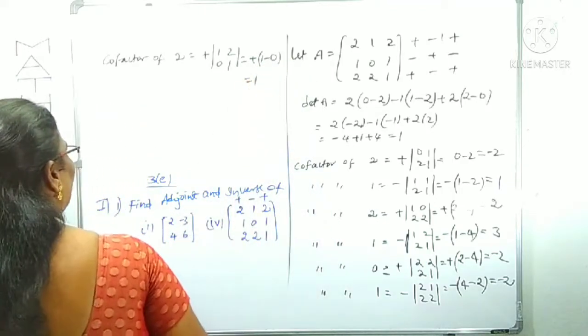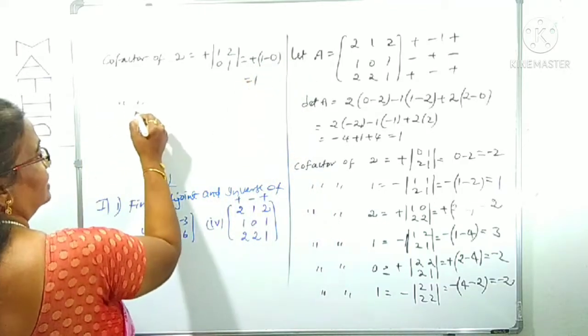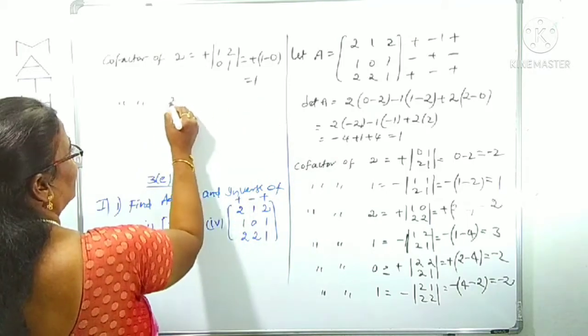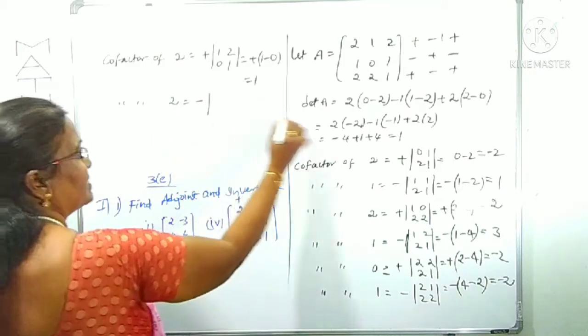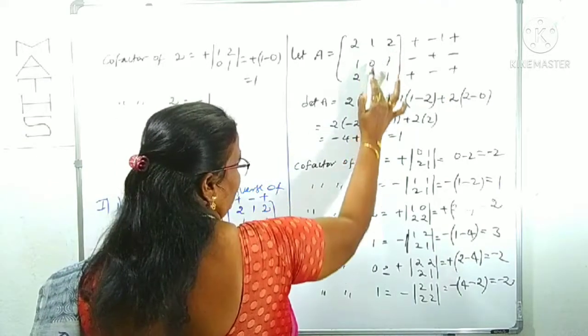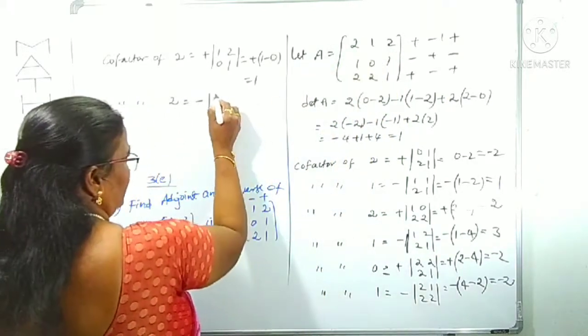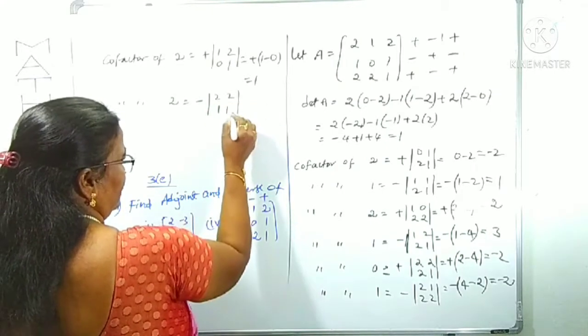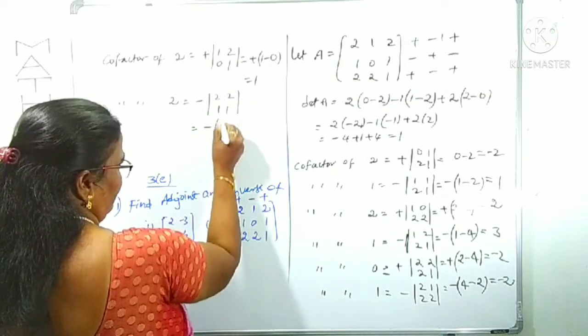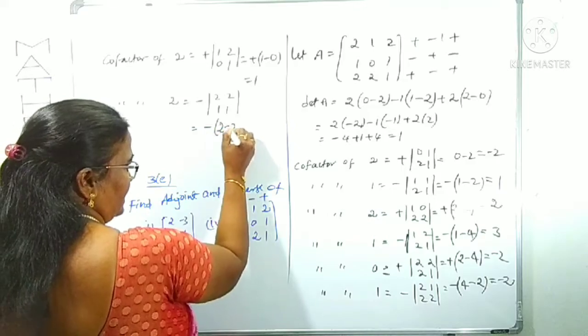Right. Next element is 2. Okay, that is the minus sign. We can use the minus sign for this one. Closing this column and this row, what is left over? 2, 2, 1, 1. Therefore, this value is minus of (2 minus 1 into 2). 2 minus 2 is 0.